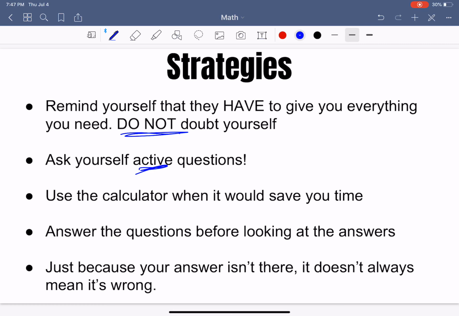Because if you just ask yourself, what am I going to do? I don't know what to do. Then no one's going to answer you. You have to ask yourself active questions. You have to interact with the question. Otherwise, you're not going to be able to answer it.